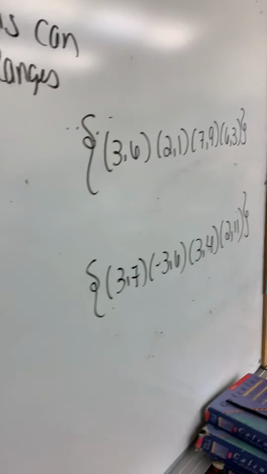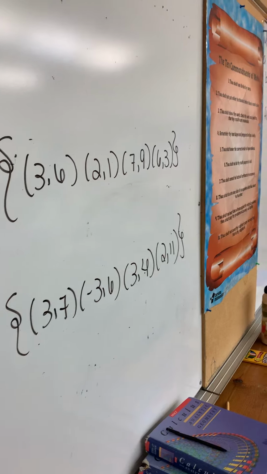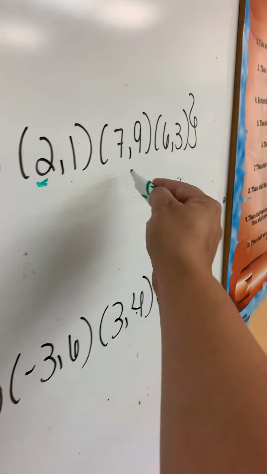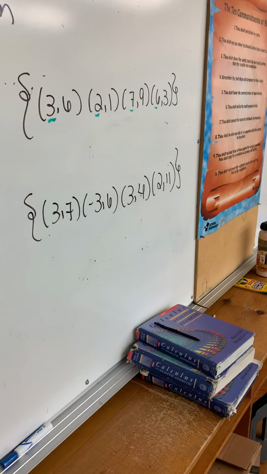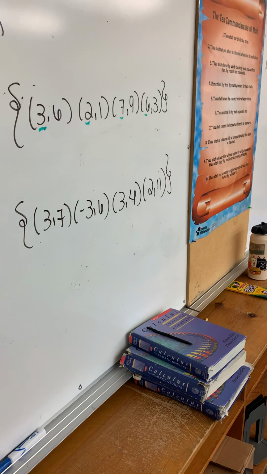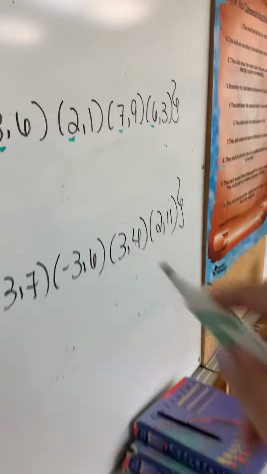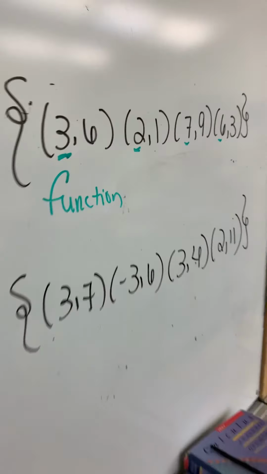So if I'm looking at these two relations, 3, 6, 2, 1, 7, 9, 6, 3. If you notice, all of your x values, so all of your domains, they all have different ranges, none of them are exactly the same. So this right here would be a function, okay? That would be a function.